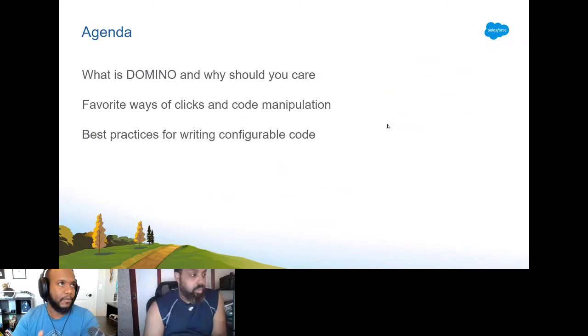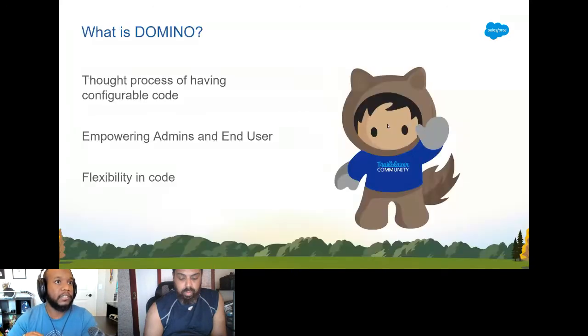Let's talk about the agenda. So what is Domino, why you should care about it, some of my favorite ways of manipulating clicks and code, how they work together, and some best practices for writing configurable code. Feel free to speak up and ask questions as we go along. I do have a set path that we'll be going through, but I want to leave it open and flexible so that we can go down different rabbit holes if we need to. But that's the agenda. Let's jump straight into it.